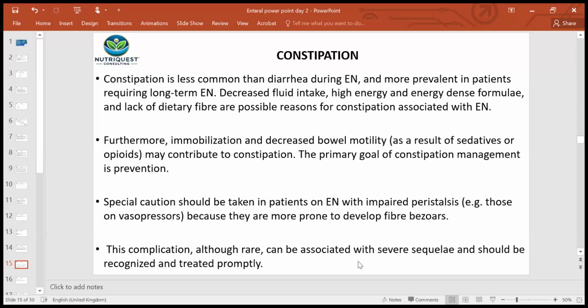Let's look at constipation as another complication of enteral nutrition. Constipation is less common than diarrhea during enteral nutrition and more prevalent in patients requiring long-term enteral nutrition. Decreased fluid intake, energy-dense formula, and lack of dietary fiber are possible reasons for constipation associated with enteral nutrition. For instance, if the patient was being fed on a fiber-free diet and they are experiencing constipation, then you really need to add more fiber into their diet.